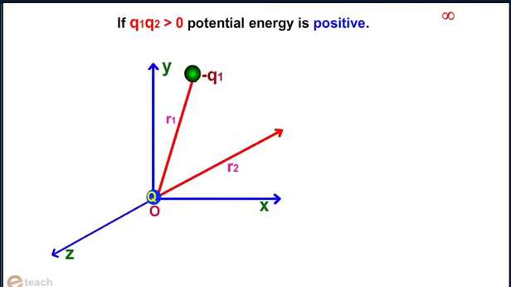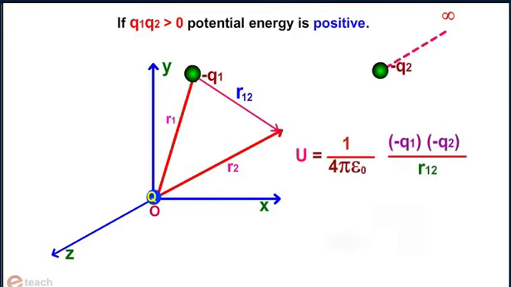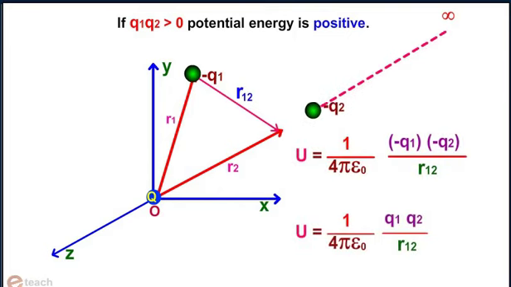Similarly, let us consider a case in which both the charges are negative. In this case, the mathematical representation of potential energy becomes 1 by 4 pi epsilon naught minus q1 into minus q2 divided by r'2, which equals 1 by 4 pi epsilon naught q1 q2 by r'2, which is a positive quantity. Hence, potential energy in this case is also positive.